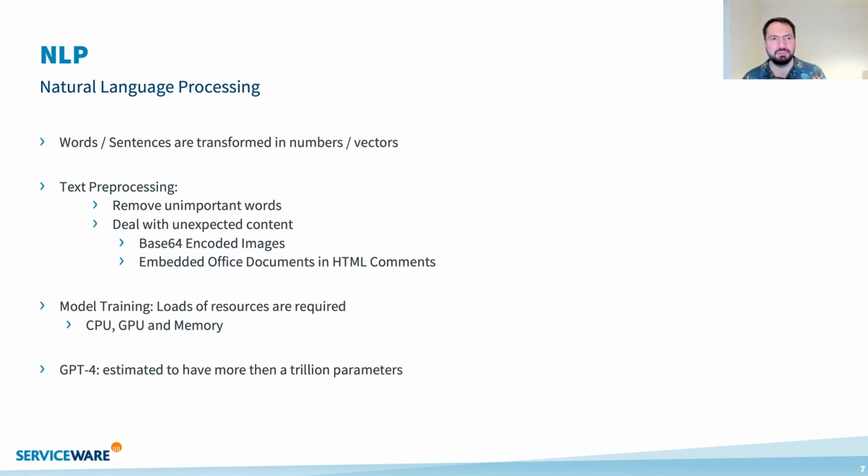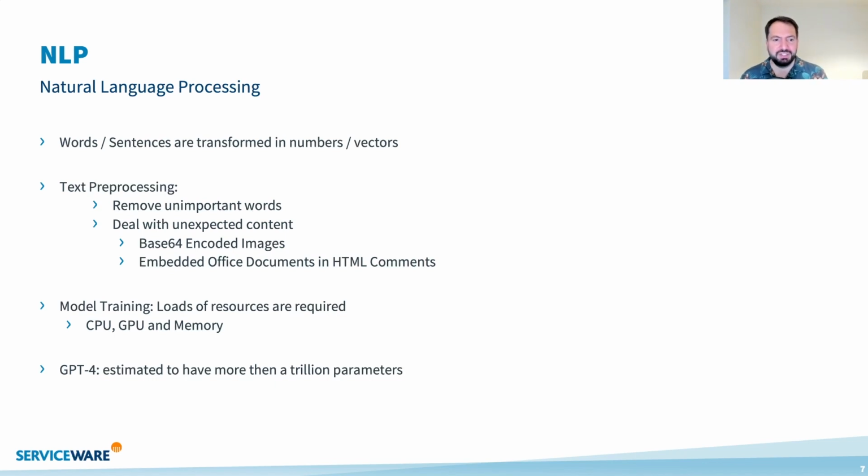So from a more technical point of view, in natural language processing, it's about translating words and sentences into numbers and vectors. And for doing that, first you have to do some text pre-processing. You have to remove unimportant words, and you have to deal with a lot of unexpected content in your text. In our case, we had a rich text editor where we got user-generated content from, and while processing those texts, we just stumbled upon base64 encoded images, or even embedded Office documents and HTML comments.